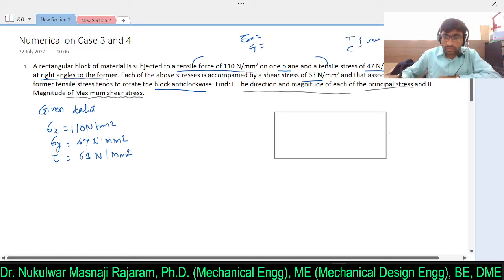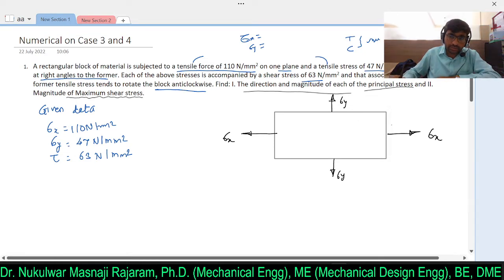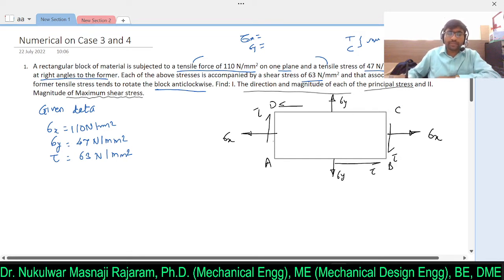Along the x direction it is sigma x, and along the y direction it is sigma y, along with the shear stresses. So this is shear stress tau, again this is shear stress tau, and shear stress tau. Let's say this is A, B, C, D.